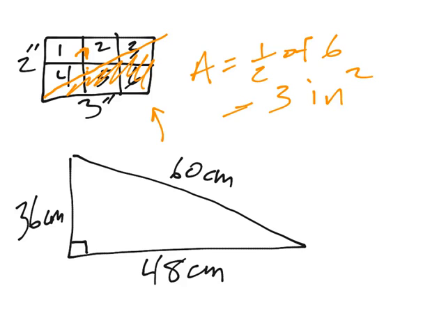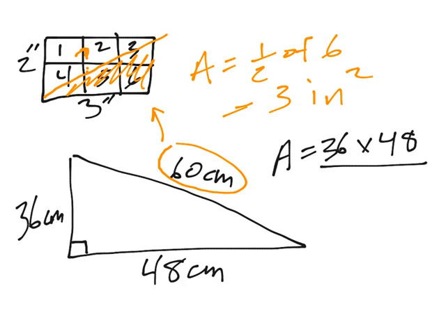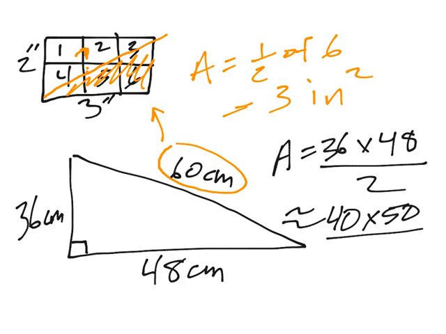So when I'm doing area, I kind of ignore that 60, and I just look at a 36 by 48 rectangle cut in half. So if I'm trying to figure out the area, it's a 36 by 48 divided by 2. When I'm estimating, I say 36 is approximately 40, 48 is approximately 50. We'll need to cut that in half in just a second. But 40 times 50, 4 times 5 is 20, and then there are 2 zeros after that.